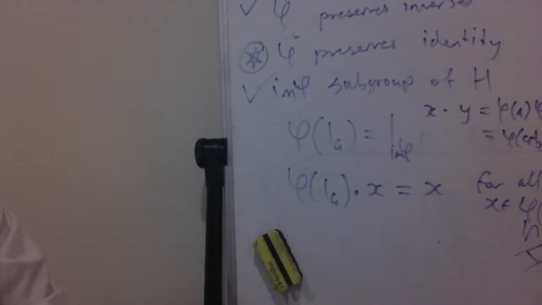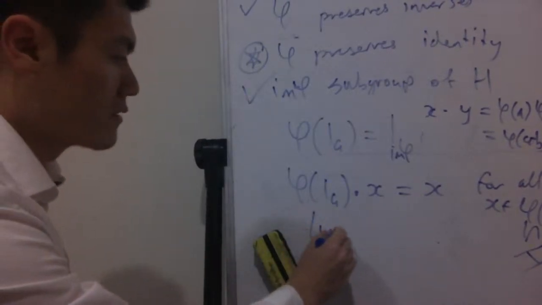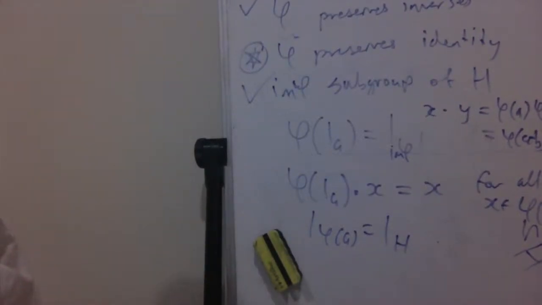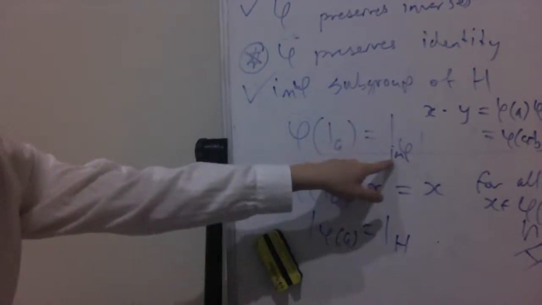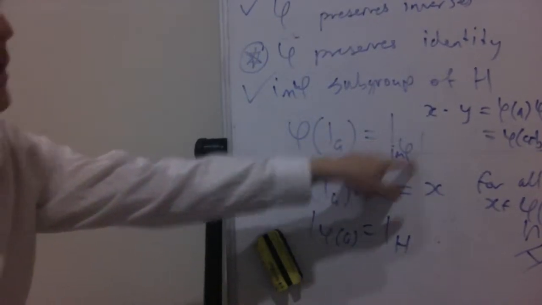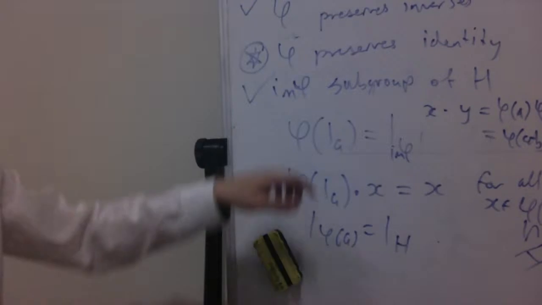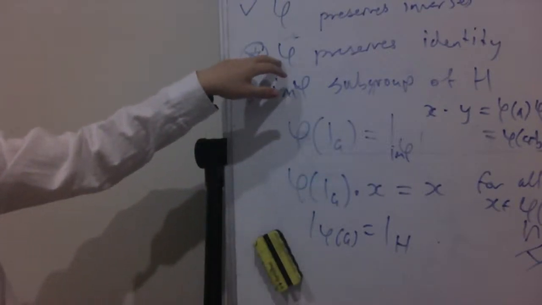So you're saying 1G and 1A kind of thing. No, I'm saying 1 phi of G is equal to 1H. So that's different from phi of 1. You're trying to prove that phi of 1G is equal to 1 phi of G. I proved that phi of 1G is equal to 1 phi of G, but I'm trying to say that 1 phi of G is equal to 1H. Didn't you already prove that? I assumed that before, and proved that.